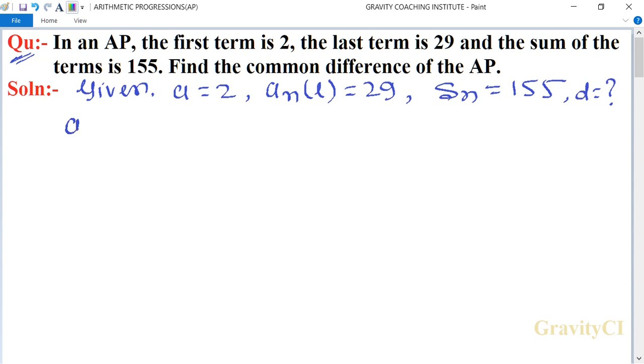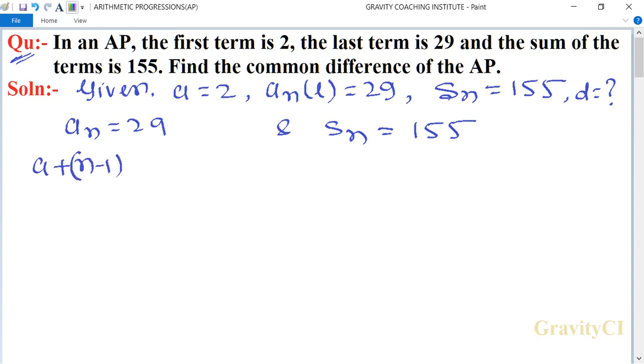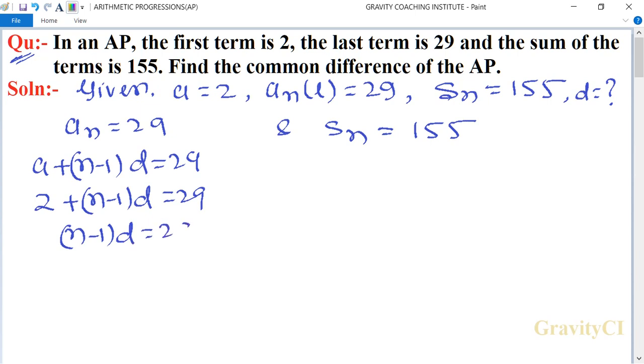So here given that an is equal to 29 and Sn is equal to 155. So a plus n minus 1 d is equal to 29, and the value of a is given, 2 plus n minus 1 d is equal to 29. So n minus 1 d is equal to 29 minus 2. So n minus 1 d is equal to 27.